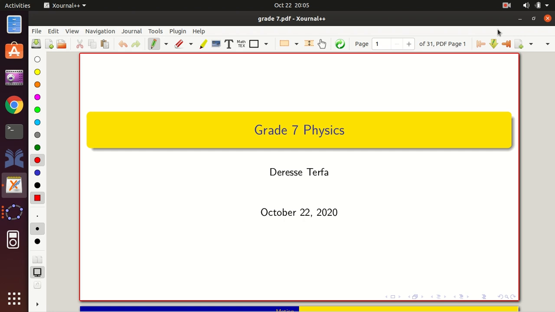Students, I am going to present for you grade 7 physics. In grade 7 physics, we do have a topic which is called motion.